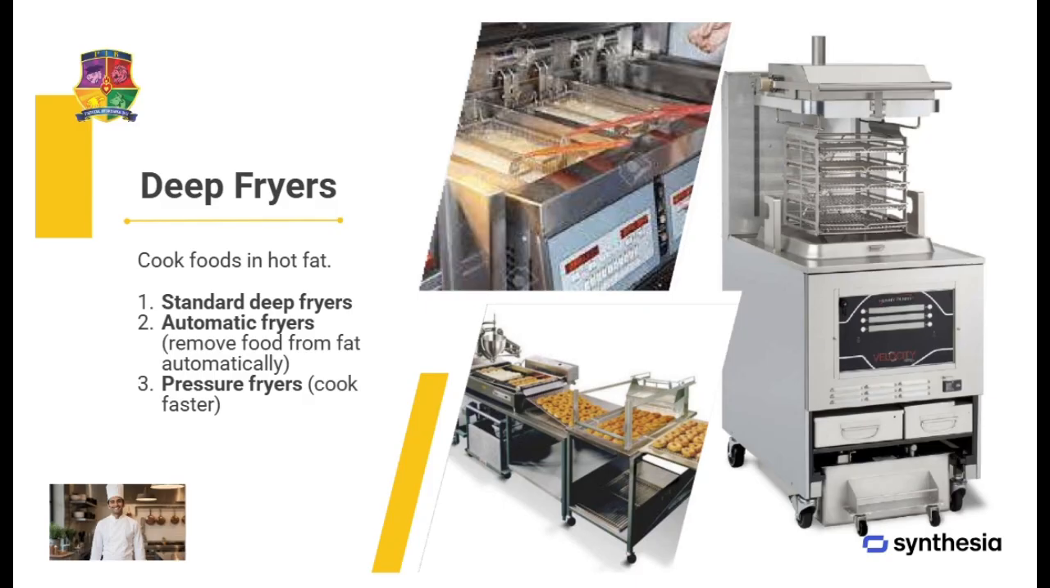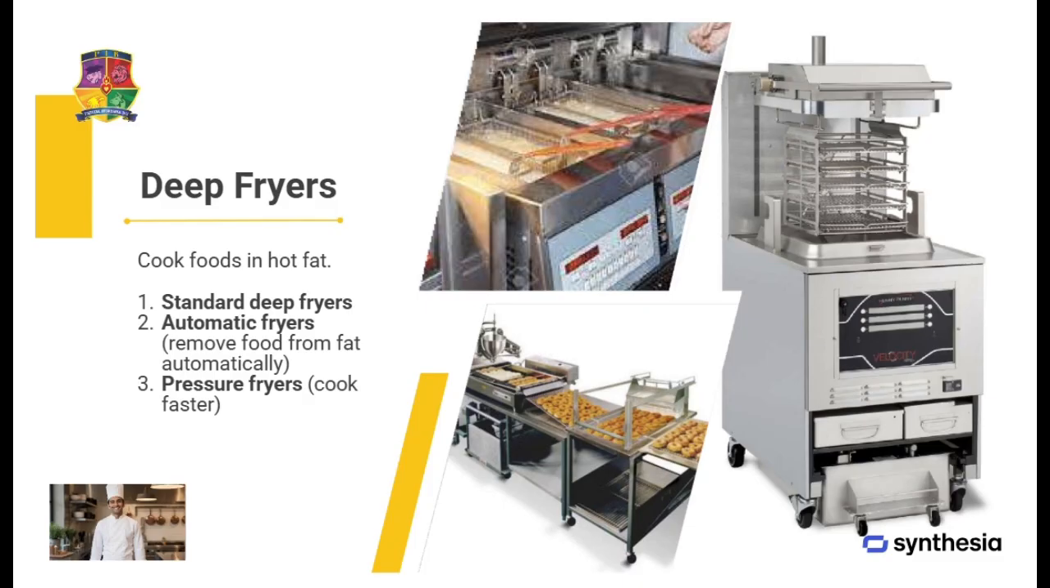First, standard deep fryers. This is the most common type. Food is placed inside a basket and then lowered into the hot oil. It can be used for products such as French fries, fried chicken, onion rings, and many other fried foods. Second, automatic fryers. These fryers have an automatic system that can raise the basket when the cooking time is completed. This can make the operation easier and help improve consistency during production.